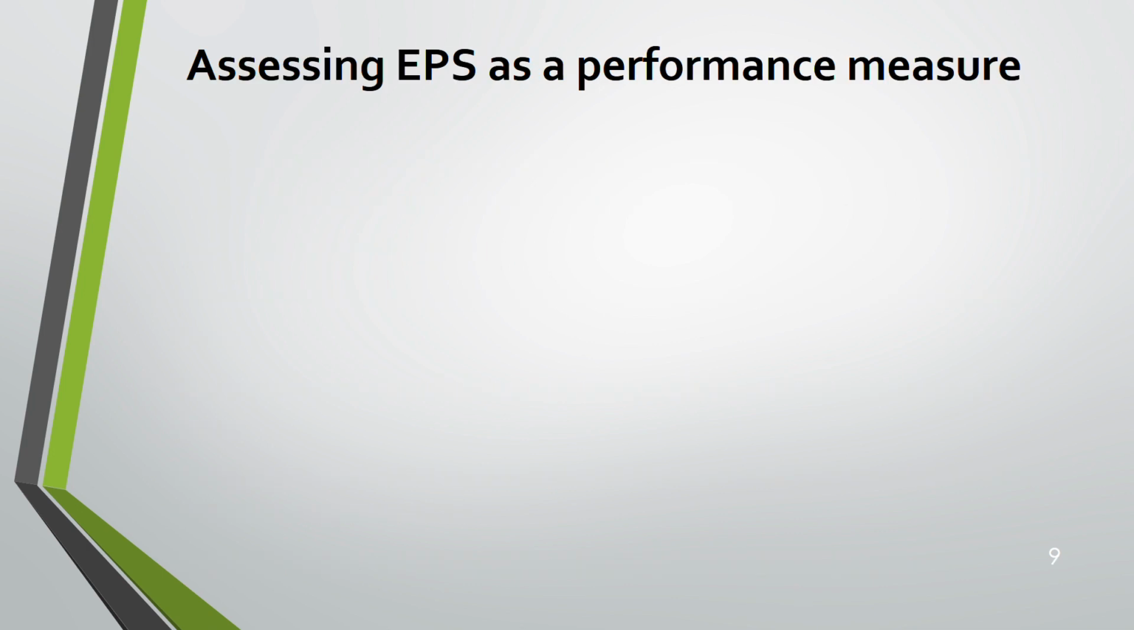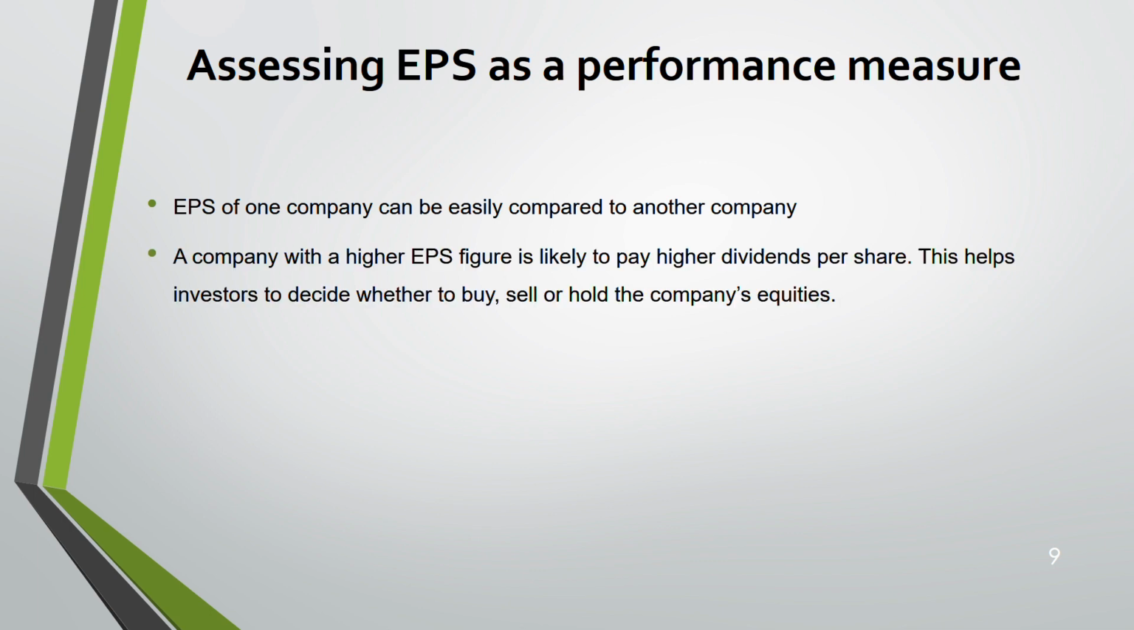Now, this is the last part, assessing EPS as a performance measure. EPS can be used to measure performance. How? This is usually a discussion question. You can use EPS to compare one company with another. Higher EPS is always better, remember. Higher EPS is always preferred. Why? Because higher EPS means you are likely to pay higher dividends per share. It's good for the investors.